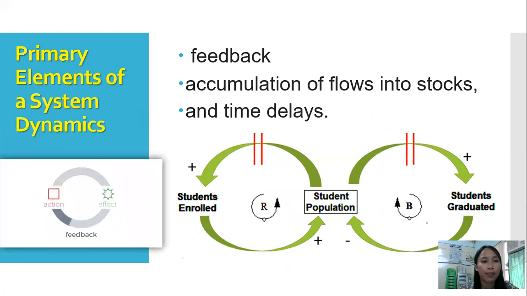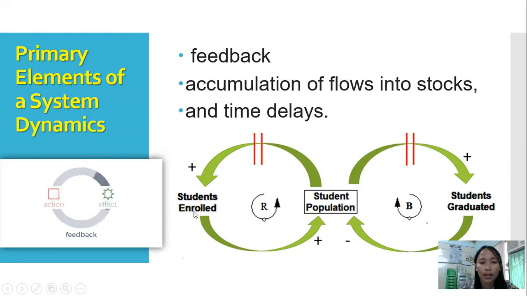Now, these are the primary elements of system dynamics. We have the feedback, the accumulation of flows into stocks, and the time delays. This is a simple map or structure of a system, which shows the feedback, accumulation of flows into stocks, and these time delays. Say, for example, the student population. A student population can be our stock, because this is an accumulation of student enrollment and a decrease in student graduation.